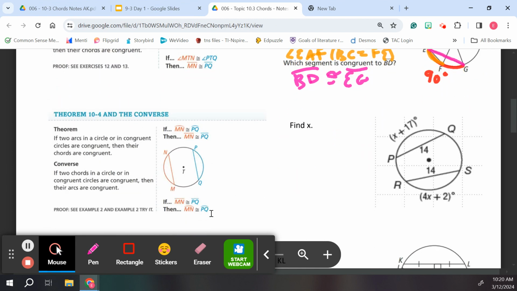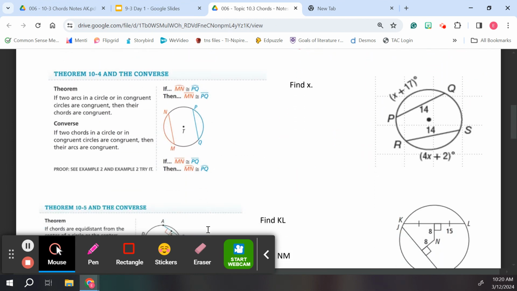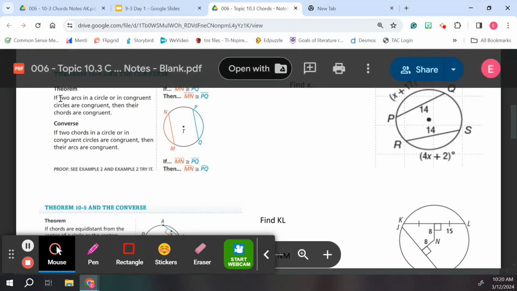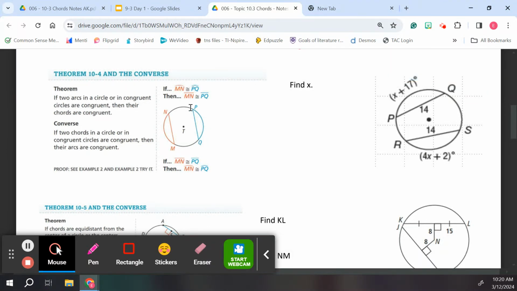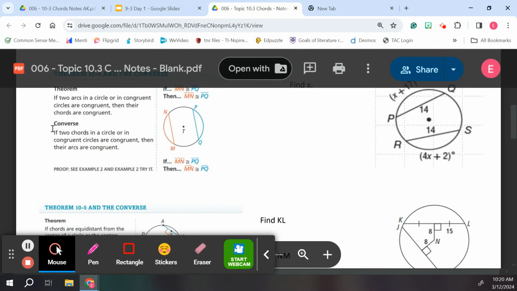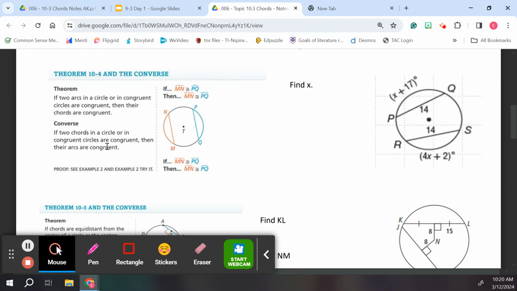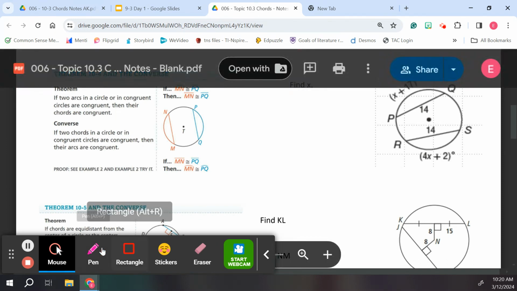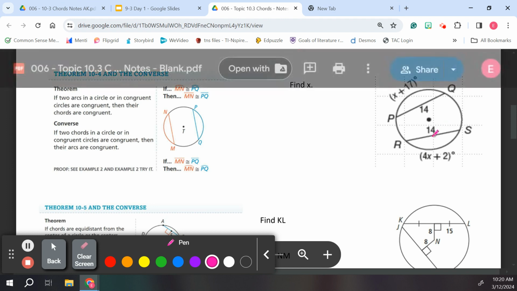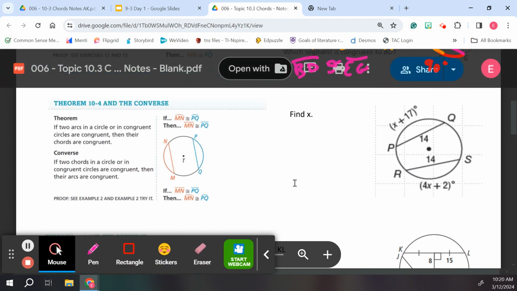All right, let's take a look at the next theorem. So we have 10.4. So now we're talking about the arcs with the chords. If two arcs in a circle or in congruent circles are congruent, then their chords are congruent. So they're talking about these arcs like MN and PQ. The converse to this is if two chords in a circle or in congruent circles are congruent, then their arcs are congruent. So vice versa works too. If the chords are congruent, then the arcs would be congruent.